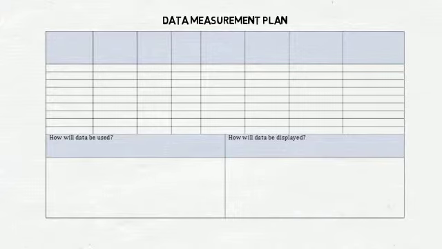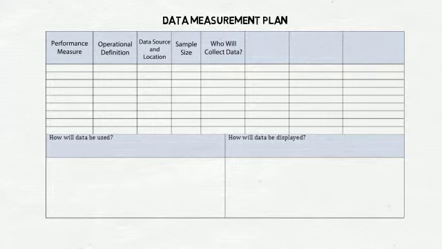A data measurement plan for a sales success project may develop as performance measure or Y metric, operational definition, data source and location, sample size, who will collect the data, when will the data be collected, how will the data be collected, other data that should be collected at the same time, or other X data.